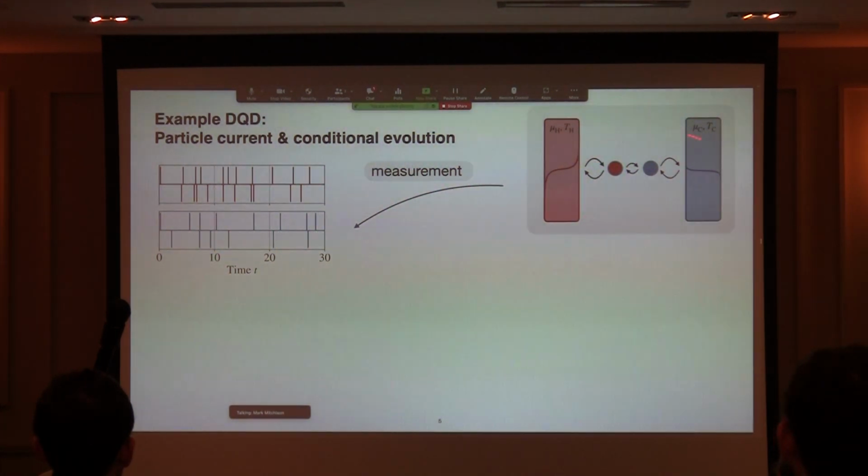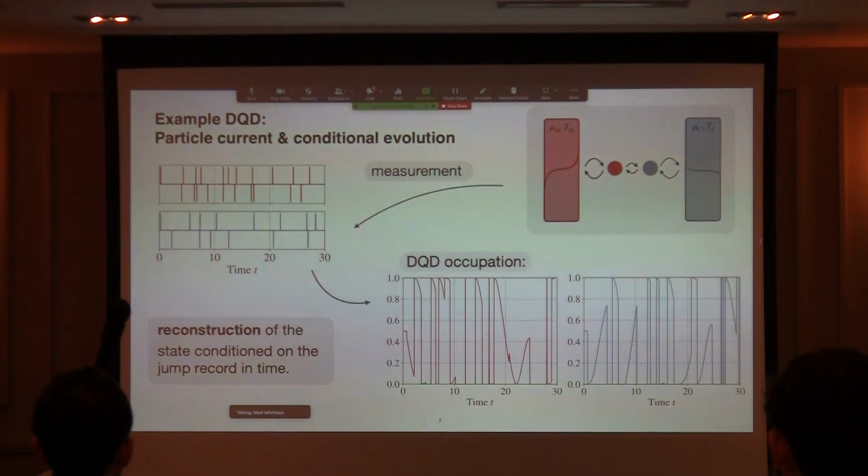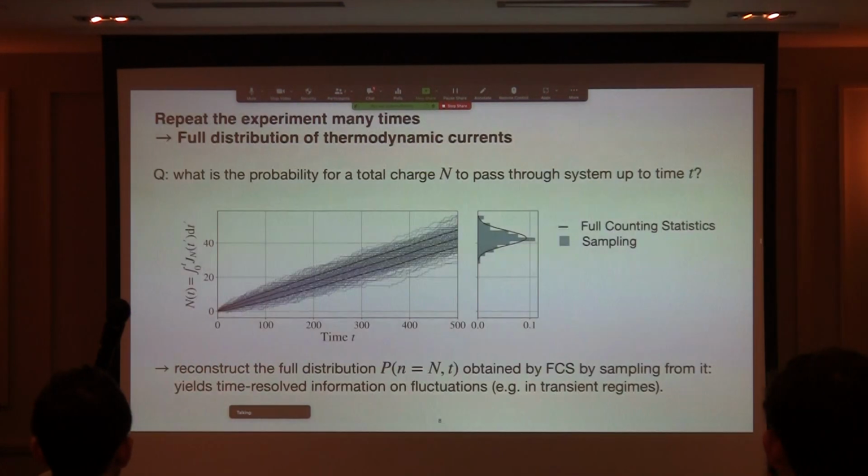Assume you have, for example, a central system of a double quantum dot. You perform a measurement on it, and you obtain this record. Then this will not just tell you the particle current, but it's also a way for you to reconstruct the state conditioned on your jump record in time. Once you reconstruct the state, you can then, for example, compute observables like the double quantum dot occupation as a function of time conditioned on your measurement record.